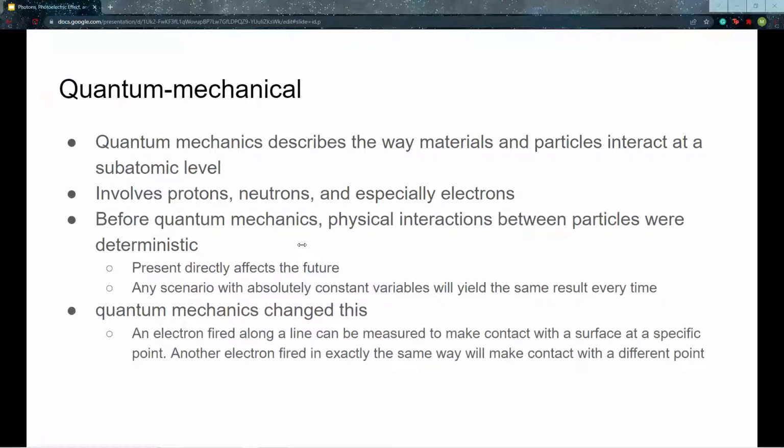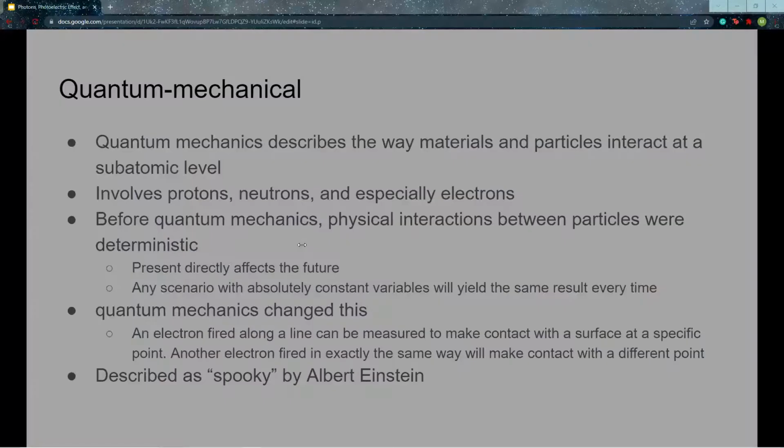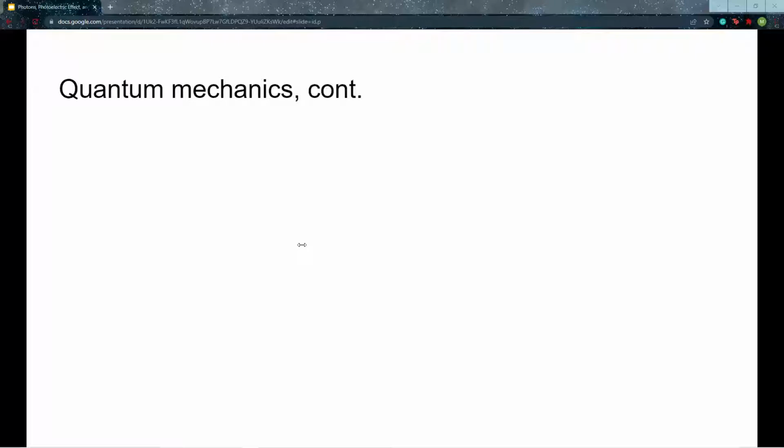An electron fired along a line can be measured to make contact with a specific point on a surface. Another electron fired in the exact same way and under the exact same conditions will make contact with a different point. Even leading quantum theorists like Albert Einstein were confused and unsettled by this kind of behavior. One of the other leading quantum theorists was Schrödinger.